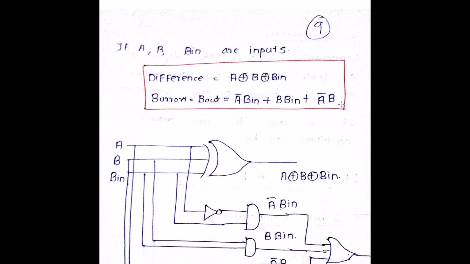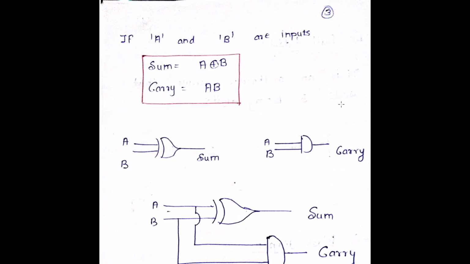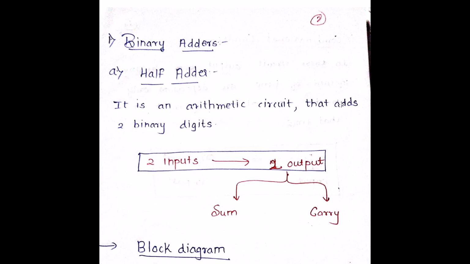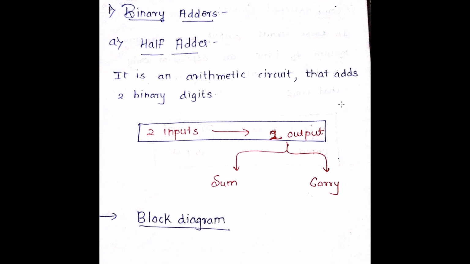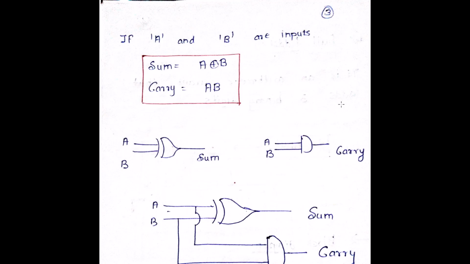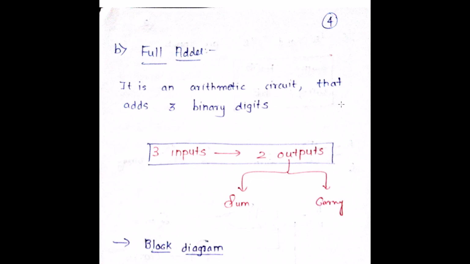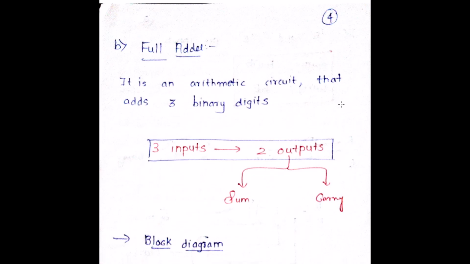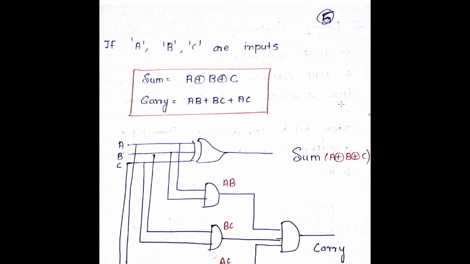What is very important is you have to understand the kinds of arithmetic circuits: the half adder, full adder, the half subtractor, the full subtractor. The half adder will have 2 inputs, the full adder will have 3 inputs. The output will be in terms of sum and carry. The sum is A XOR B, carry is A into B. Similarly, if you have full adder, you have A XOR B XOR C, and carry is A into B plus B into C plus A into C.